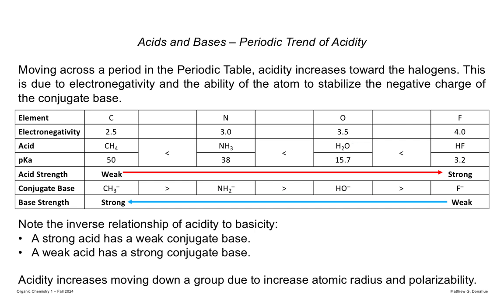The next row is their pKa value. Methane is an alkane. That C-H acidity is 50. Ammonia is an amine. It's about 40. Water is an alcohol. That should be 14.